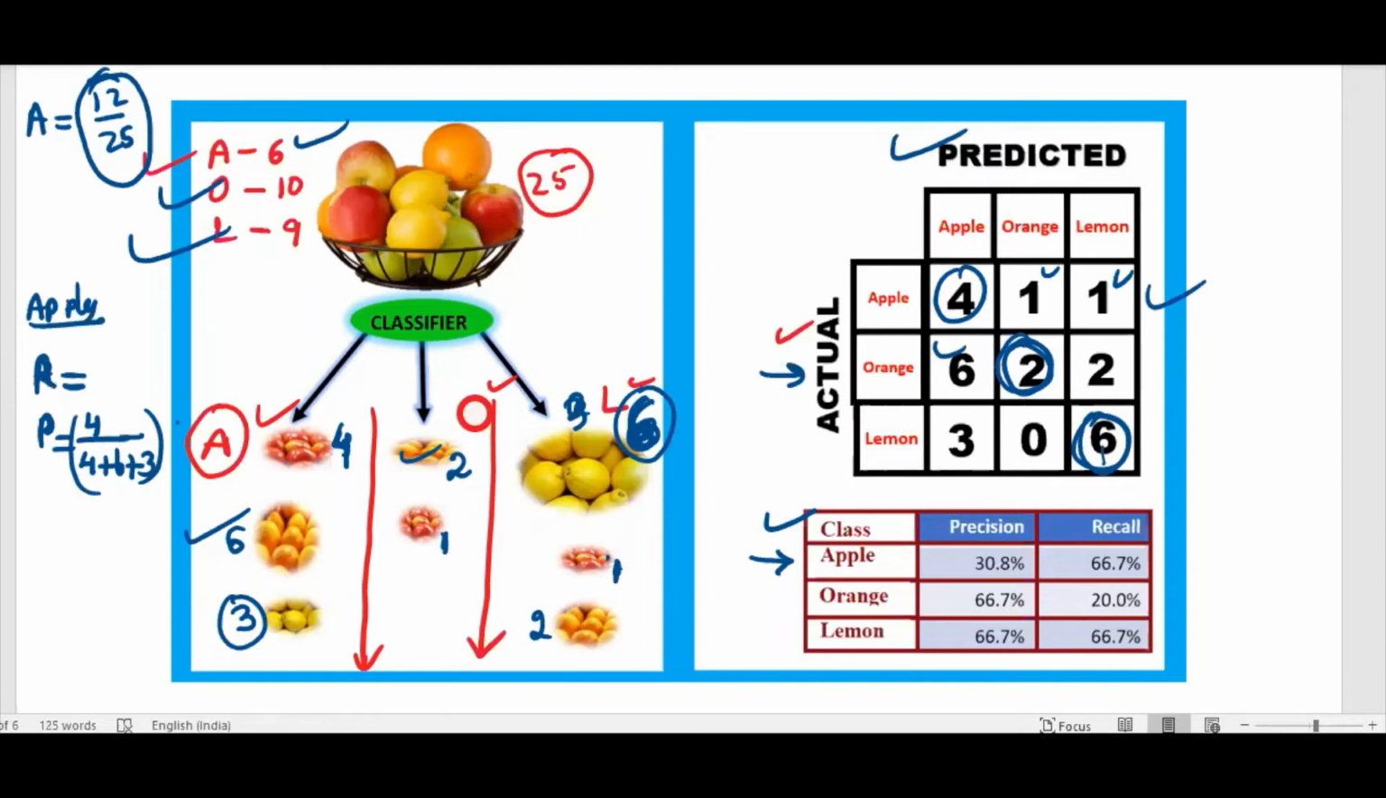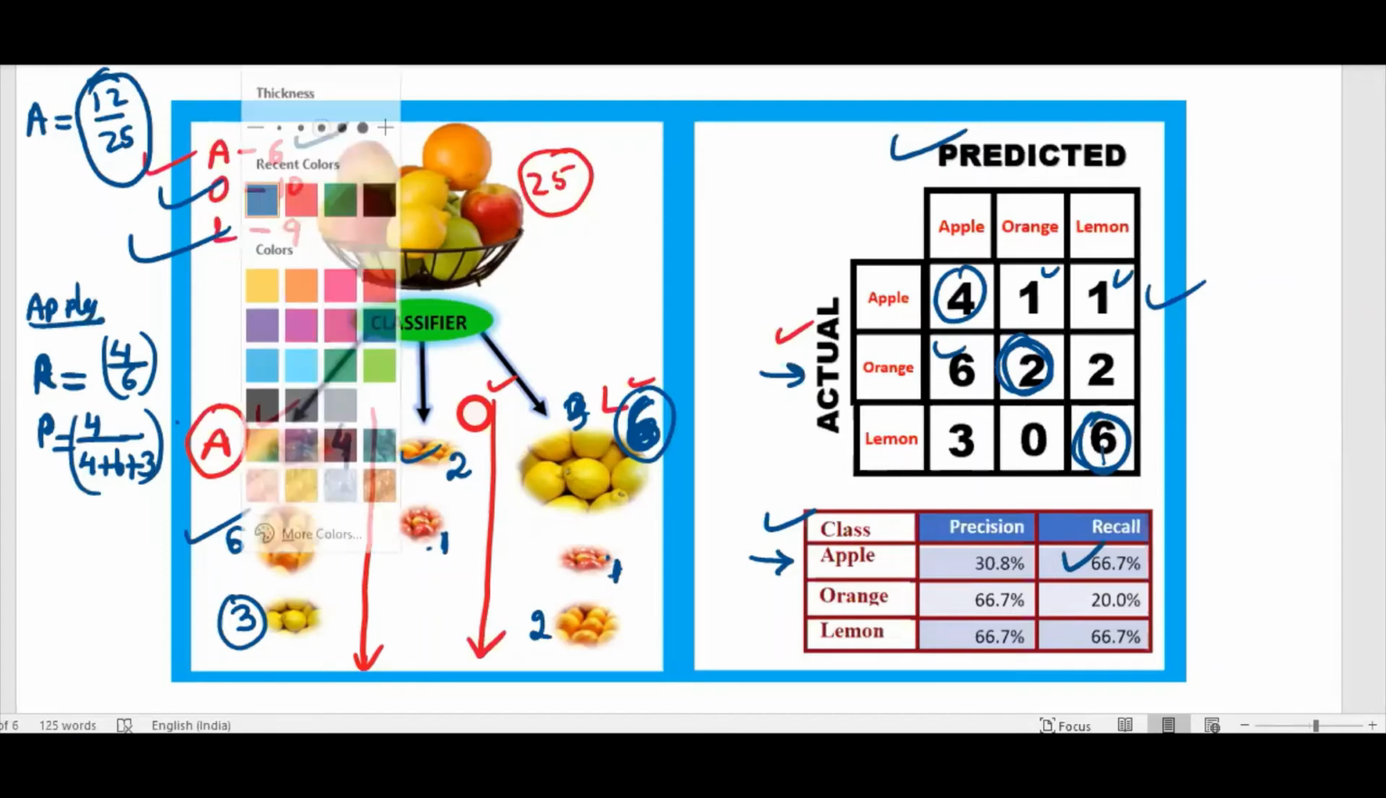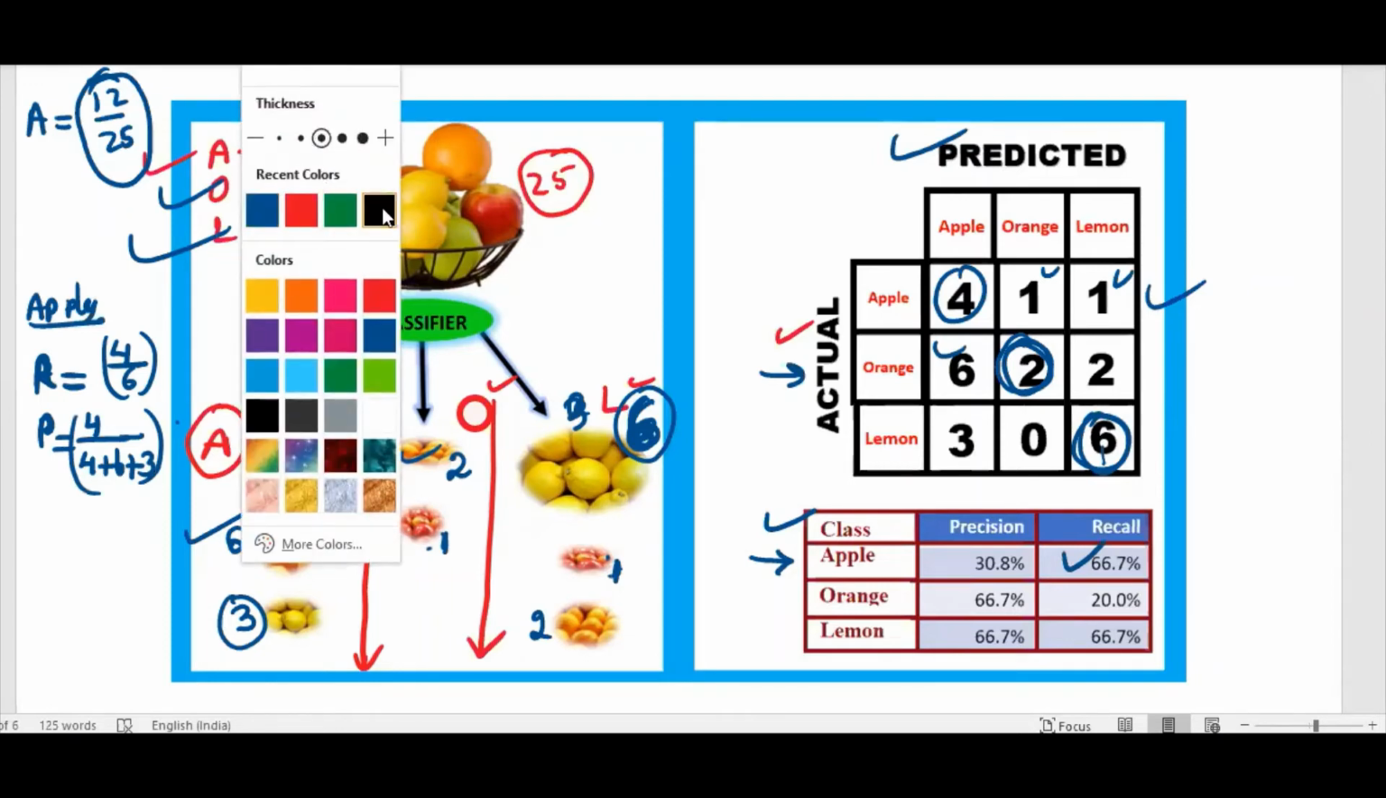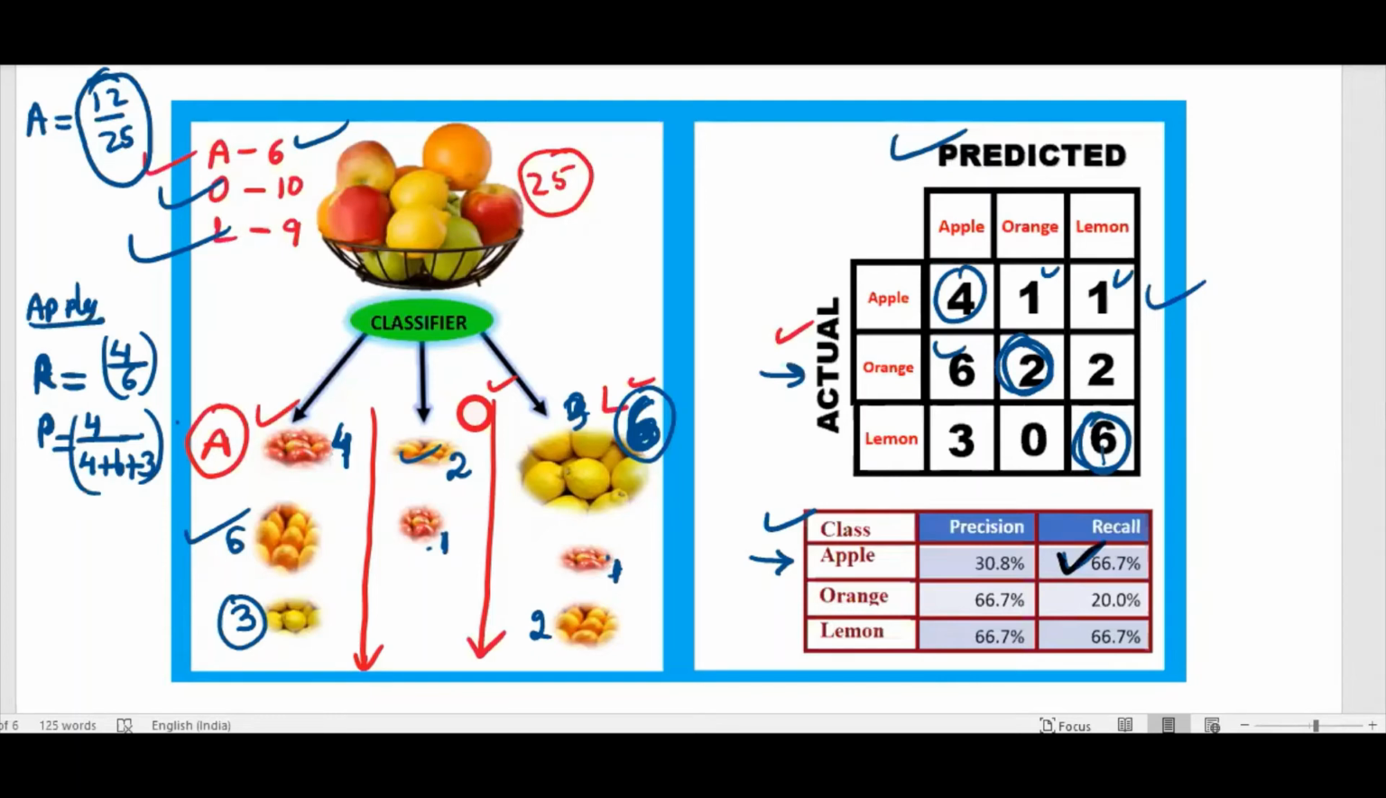When you find recall here, now how many actually apples are there? 4 plus 1 plus 1, 6. Out of 6, it brought apple 4 already. So that way, if you see 4 divided by 6, you will get, okay, 2 divided by 3. This is good. You see recall here, 66.7%. This is good.